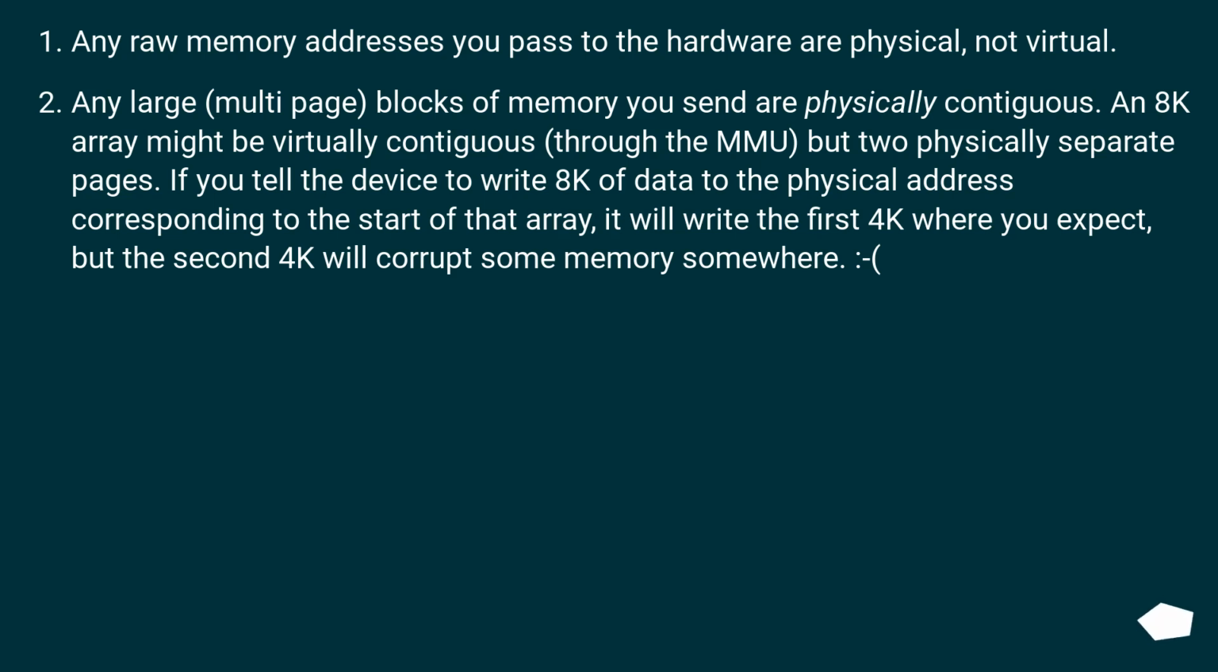Any large, multi-page blocks of memory you send are physically contiguous. An 8K array might be virtually contiguous, through the MMU, but two physically separate pages. If you tell the device to write 8K of data to the physical address corresponding to the start of that array, it will write the first 4K where you expect, but the second 4K will corrupt some memory somewhere. Frown.